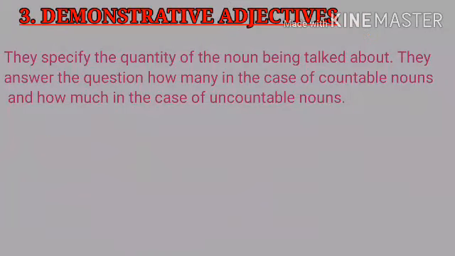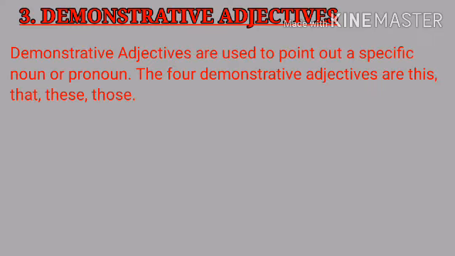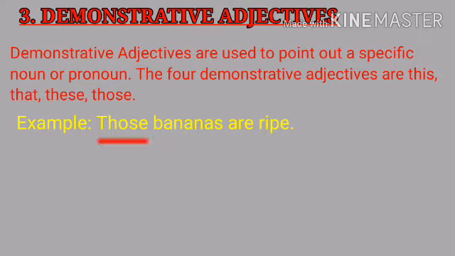The third kind of adjective is demonstrative adjectives. So what are demonstrative adjectives? Demonstrative adjectives are used to point out a specific noun or pronoun. The four demonstrative adjectives are this, that, these, and those. For example, those bananas are ripe. Here the word those is demonstrative adjective because it points out a specific noun, bananas.